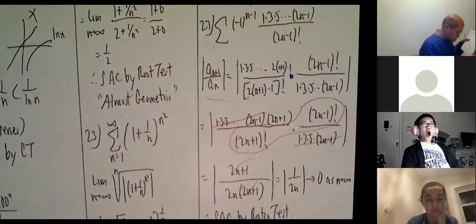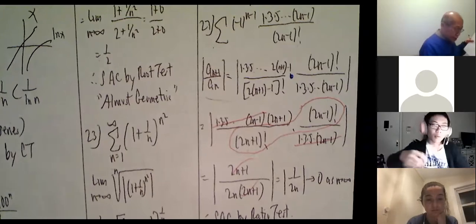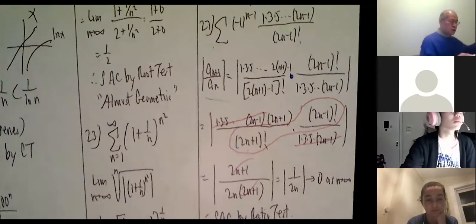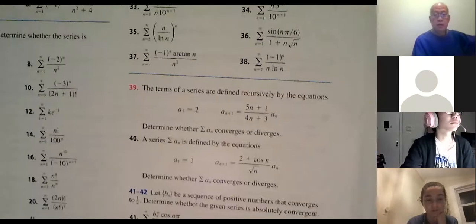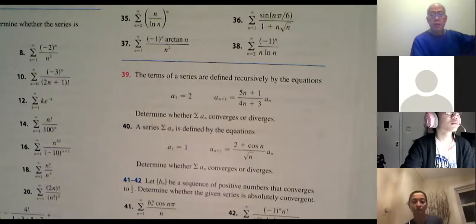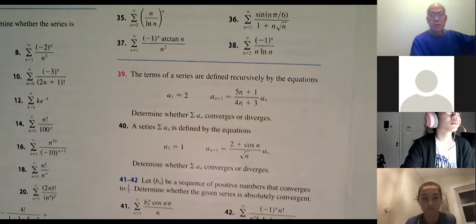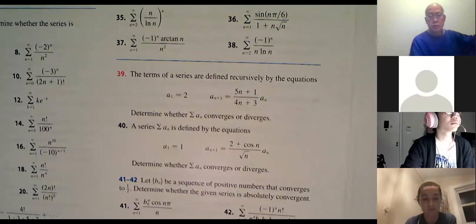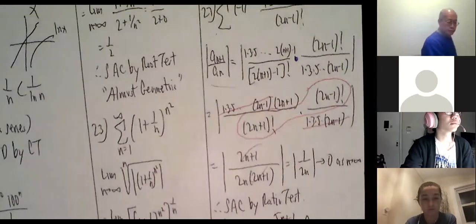All right, then let's see. Your 39, which is my 31. The terms of a series are defined recursively by the equation a1 is 2, a sub n plus 1 equals 5n plus 1 over 4n plus 3 a sub n. Determine whether the series converges or diverges.